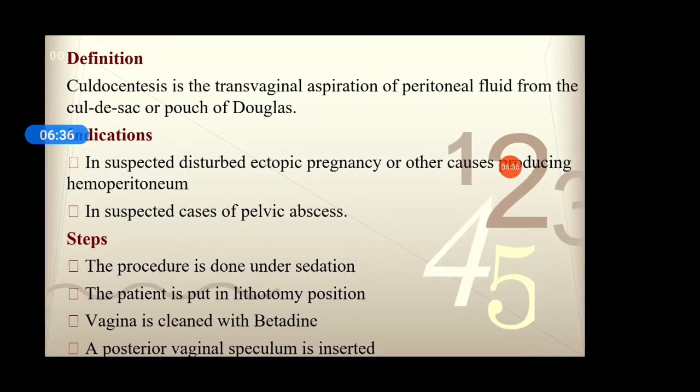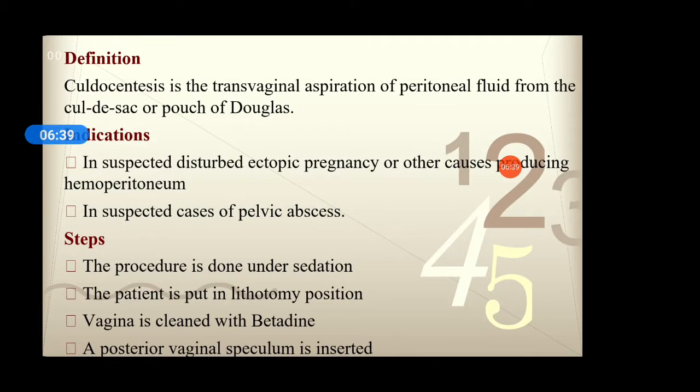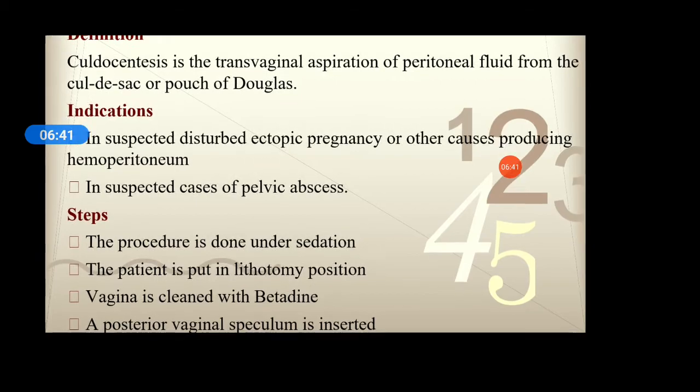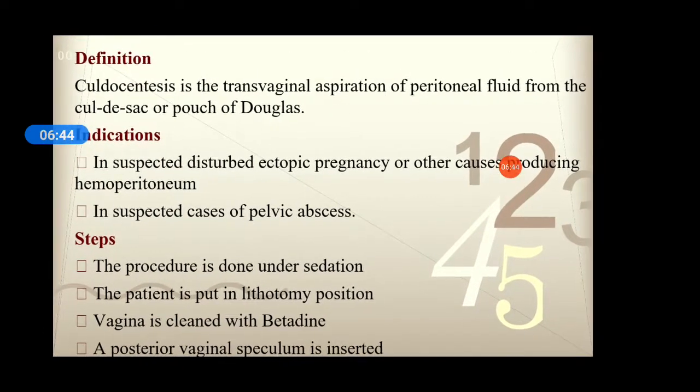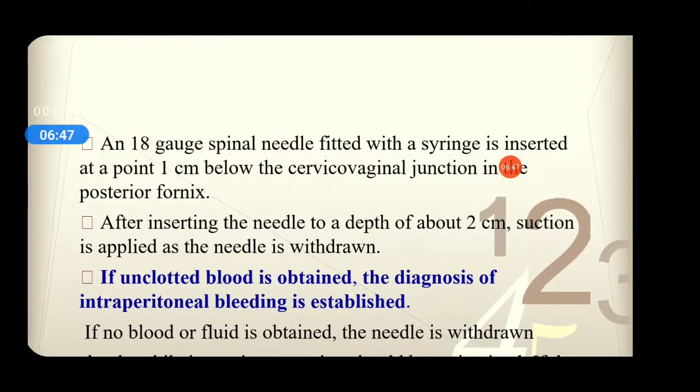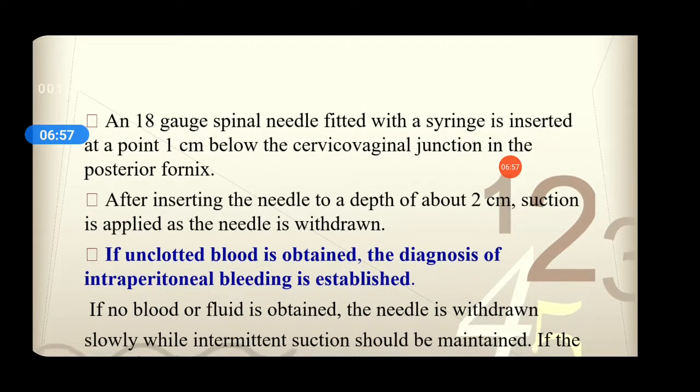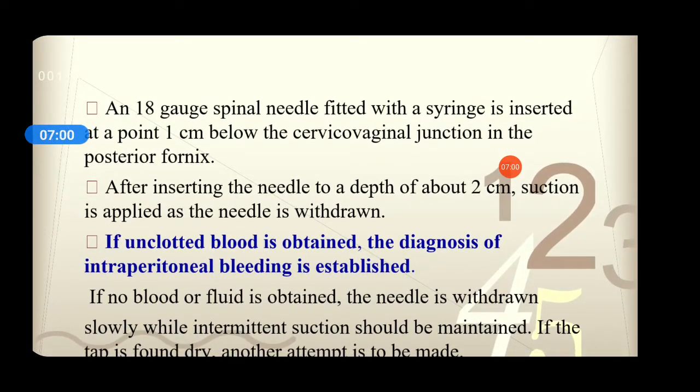Steps: the procedure is done under sedation. The patient is put in the lithotomy position. The vagina is cleaned with betadine. A posterior vaginal speculum is inserted. An 18 gauge spinal needle is fitted with a syringe, and it is inserted at a point 1 centimeter below the cervicovaginal junction in the posterior fornix. So through the posterior fornix we insert a needle which is attached to the syringe, 1 centimeter below the cervicovaginal junction.